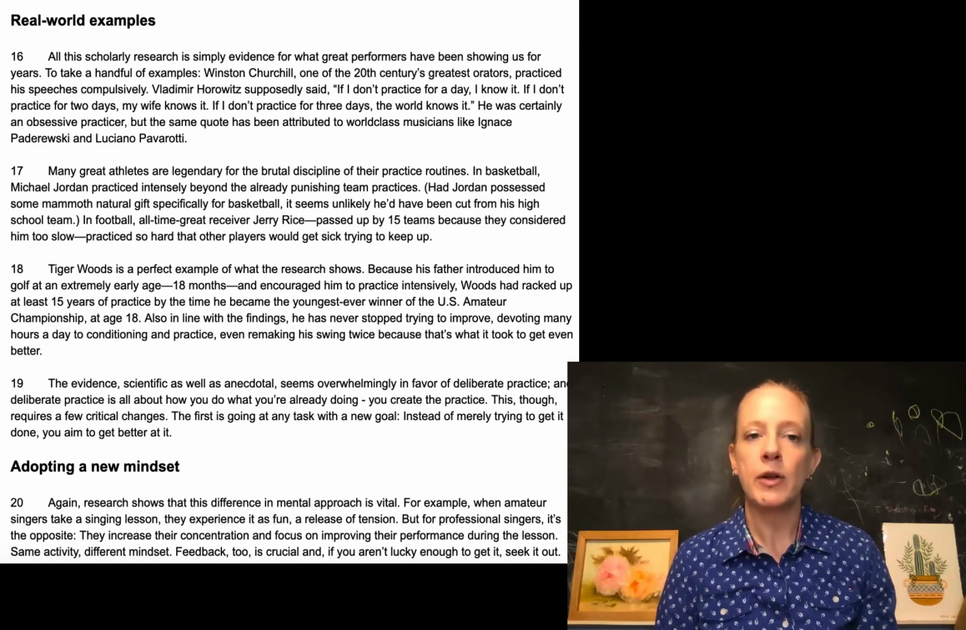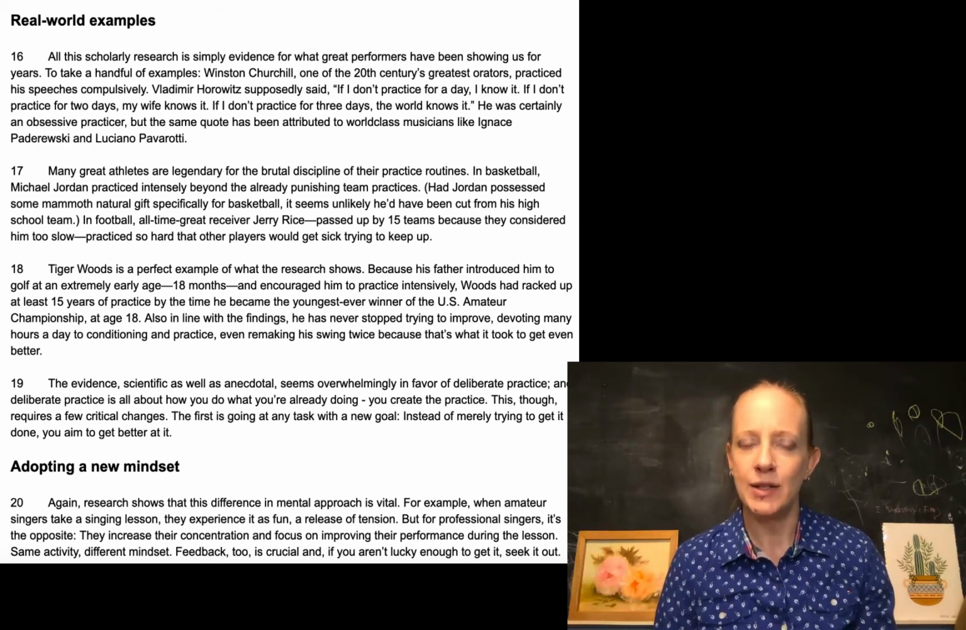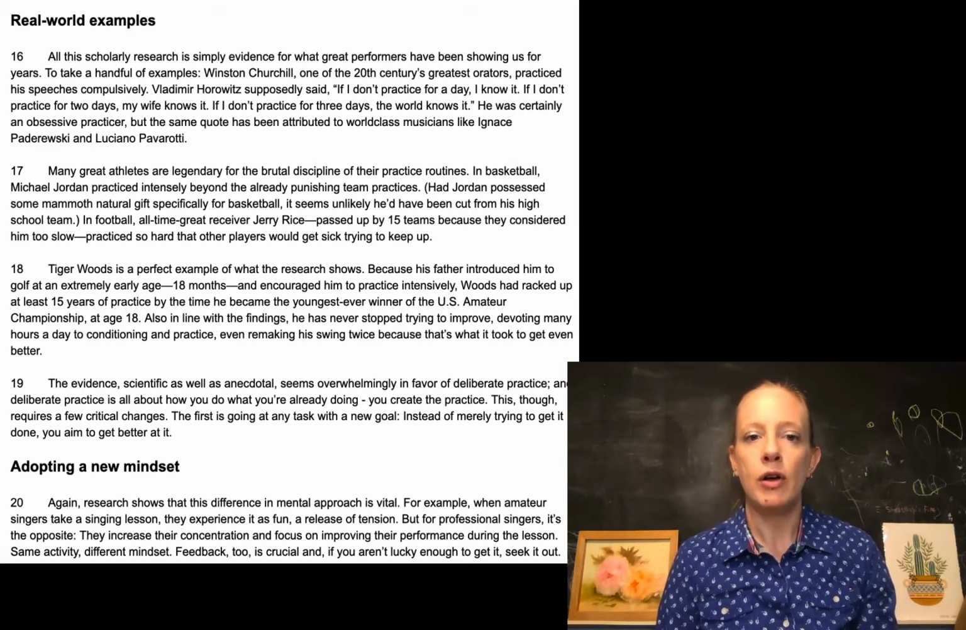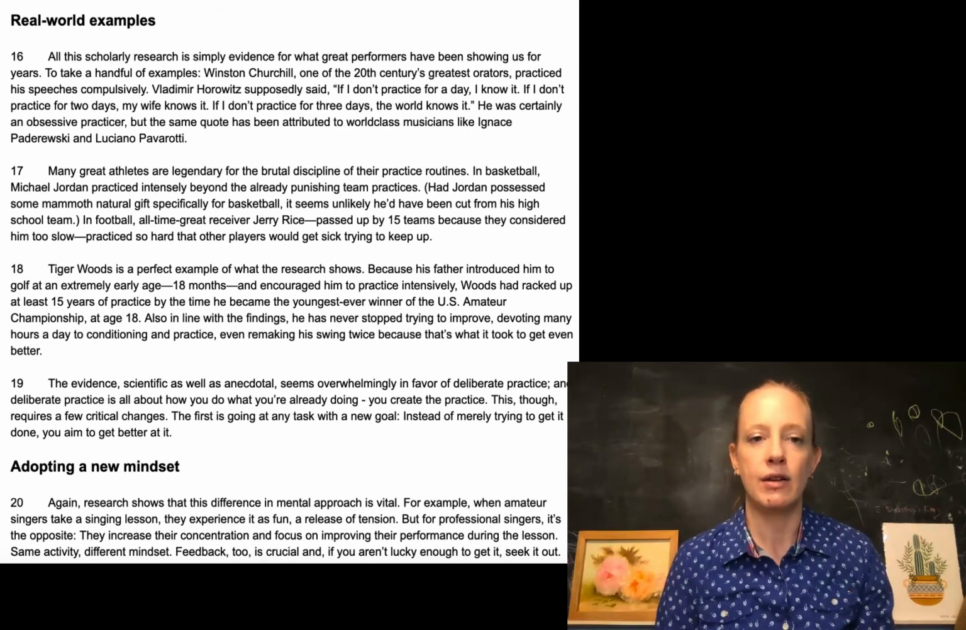In basketball, Michael Jordan practiced intensely beyond the already punishing team practices. Had Jordan possessed some mammoth natural gift specifically for basketball, it seems unlikely he'd have been cut from his high school team. In football, all-time great receiver Jerry Rice, passed up by 15 teams because they considered him too slow, practiced so hard that other players would get sick trying to keep up.